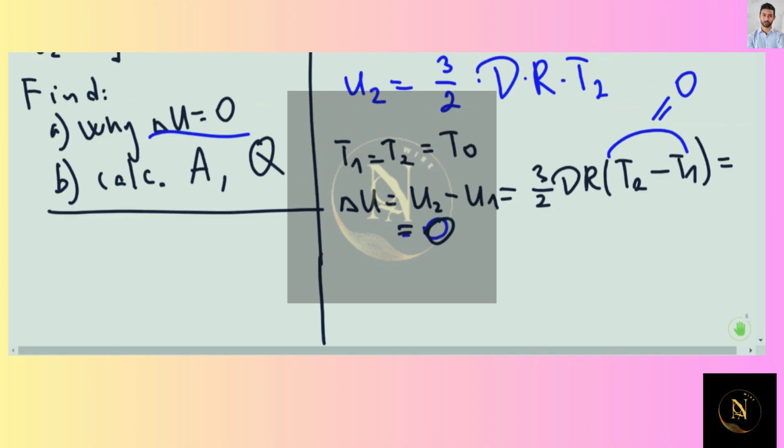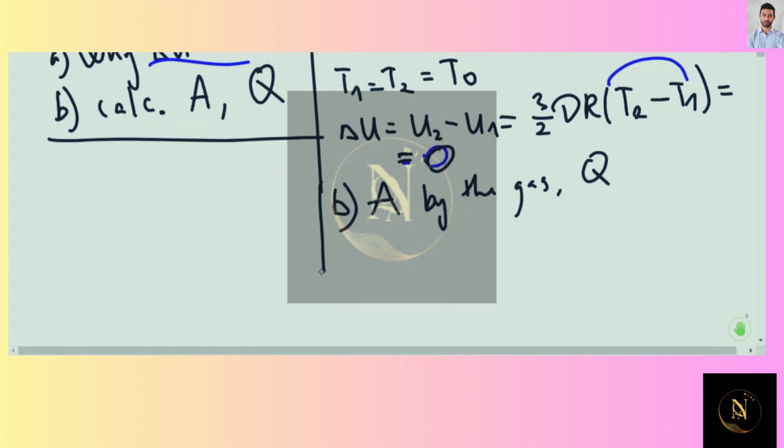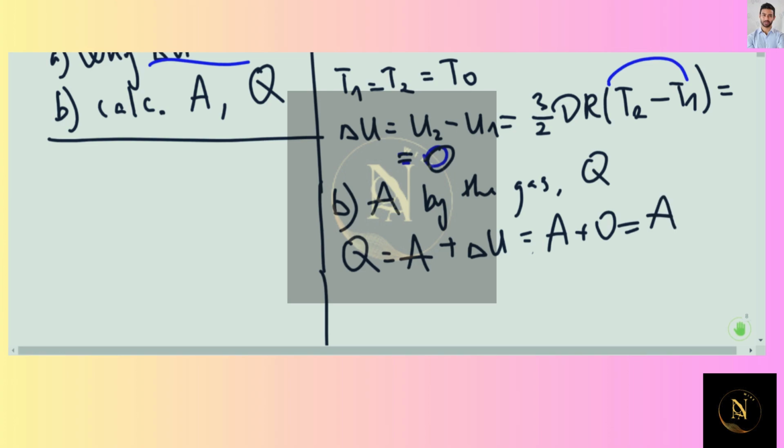So here we have to calculate the work done by the gas and the amount of heat which was transferred to the gas. So first let's start with the first law of thermodynamics. Q, the amount of heat which was transferred to the gas, equals the work performed by the gas plus change of its internal energy. The second term is 0 as we've shown, therefore Q just equals A. So now we have to calculate A.